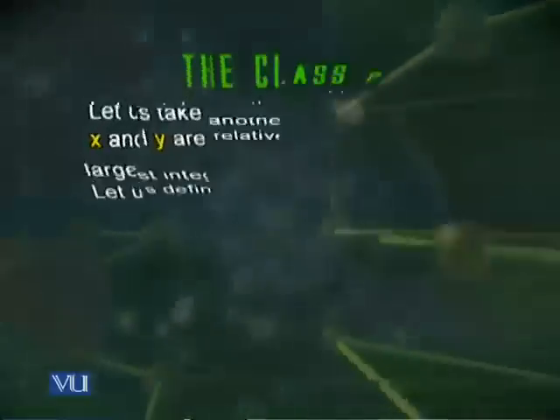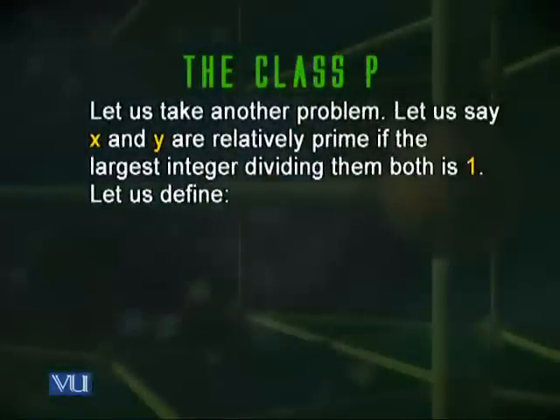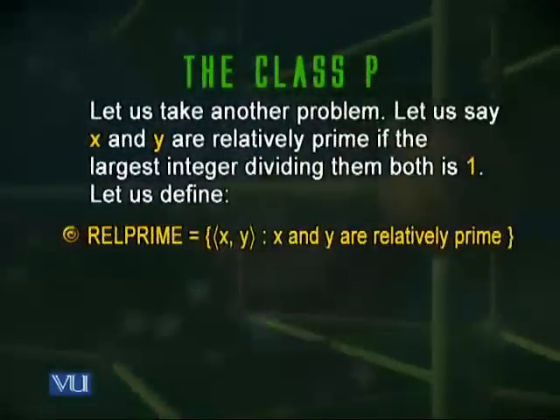Let's now look at another example of a problem which is in P. Let us say that we have two integers x and y, and we call them relatively prime if the largest integer dividing them both is 1. So two integers are relatively prime if the largest integer that divides both of them is 1. In other words, their GCD is 1. We will collect all the pairs of numbers which are relatively prime and make a language out of it. More formally, RELPRIME is the set of all encodings of pairs of numbers x and y such that x and y are relatively prime.